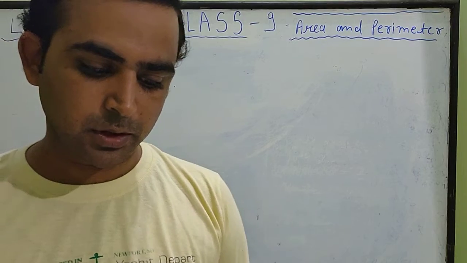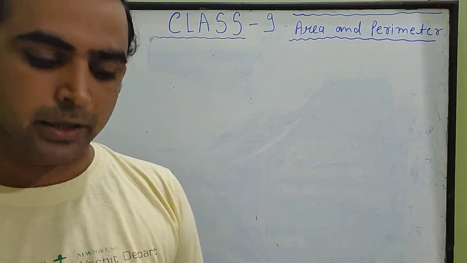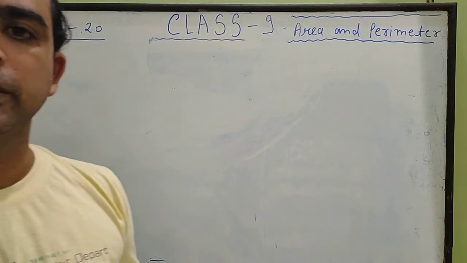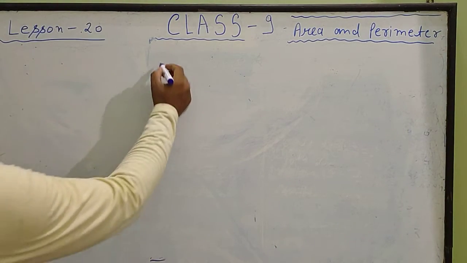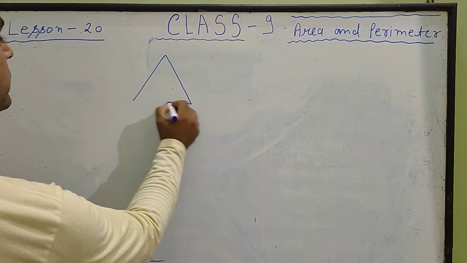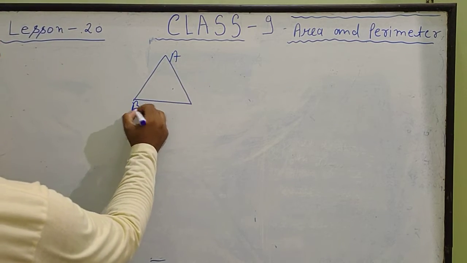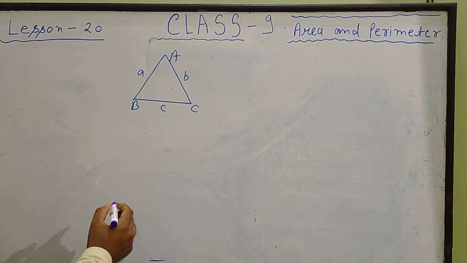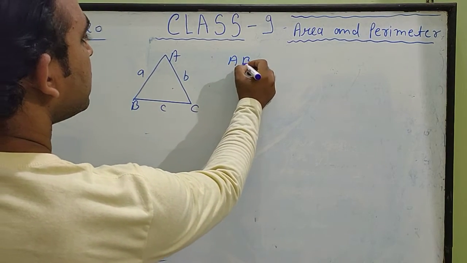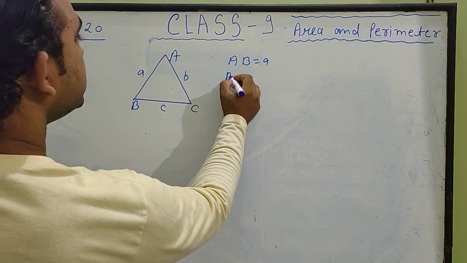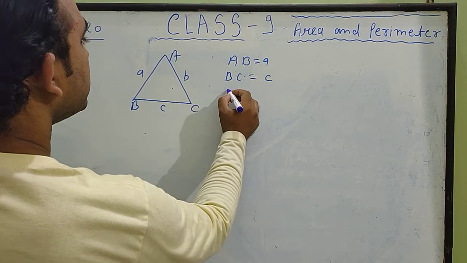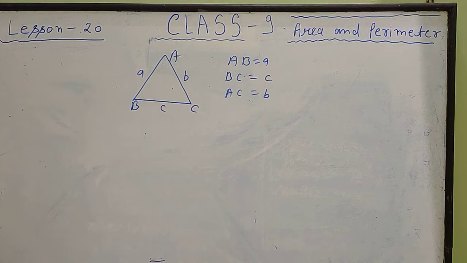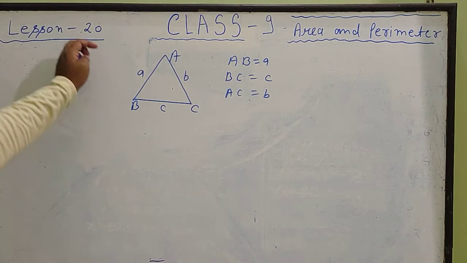Today we solve chapter number 20, that is area and perimeter of plane figures. Okay, so first we start from the triangle. Suppose one triangle is ABC, and the three sides are a, b, and small c. Means AB is equal to c, BC is equal to a, and AC is equal to b. It is given. Then suppose you have to find the area of this triangle.